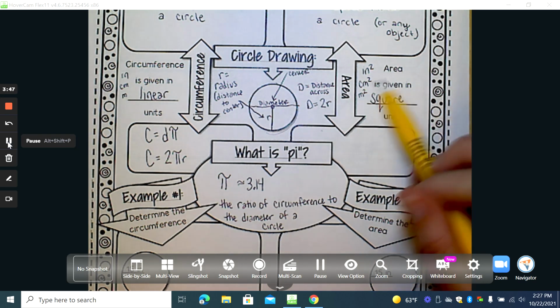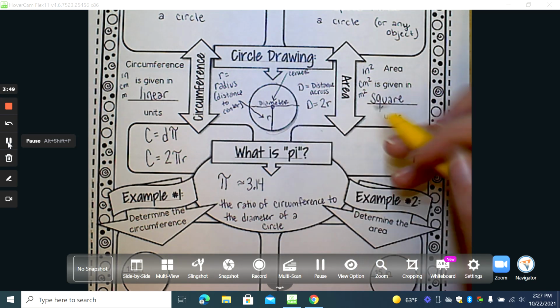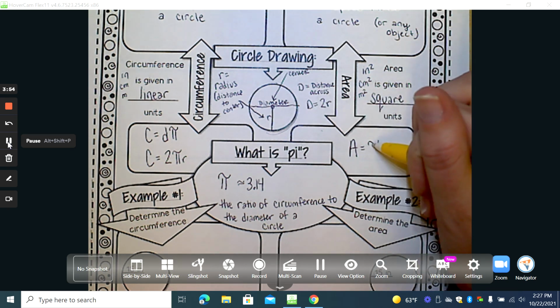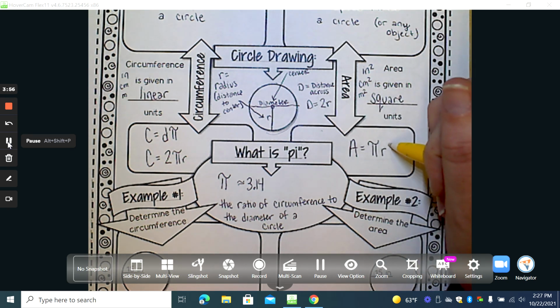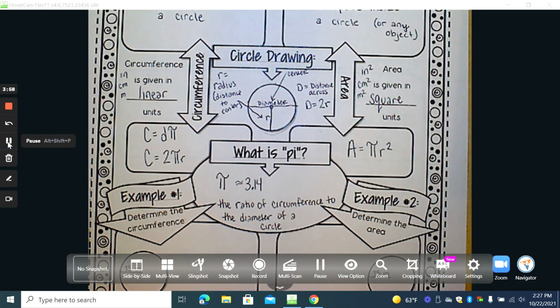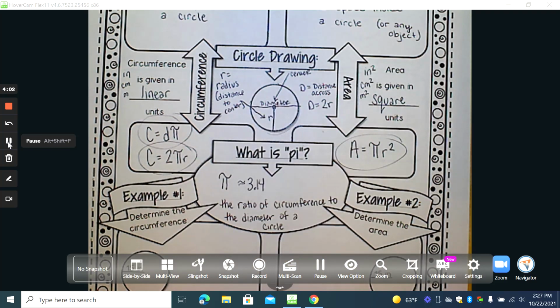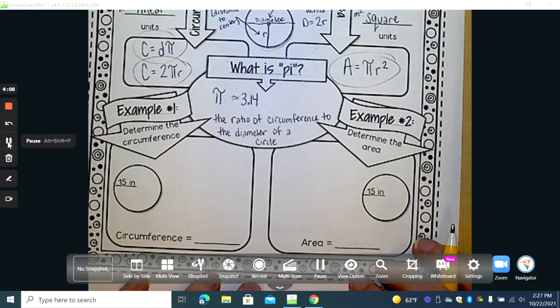We have to have a square in there in order to figure out that space. So area only uses radius. The formula for area is pi r squared. And so these equations, and sometimes even this one, are what we're going to use to determine circumference and area. And we'll use them over and over and over again.